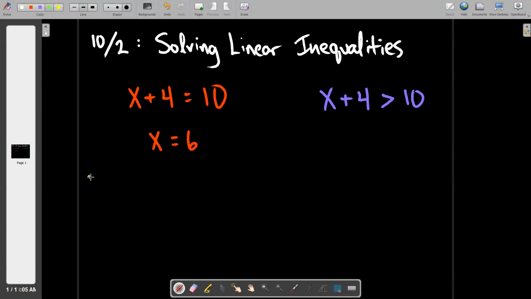So this symbol is greater than. Okay. This symbol is less than.